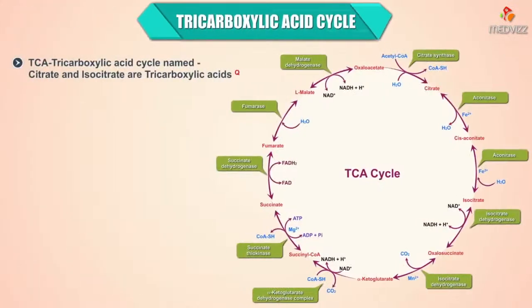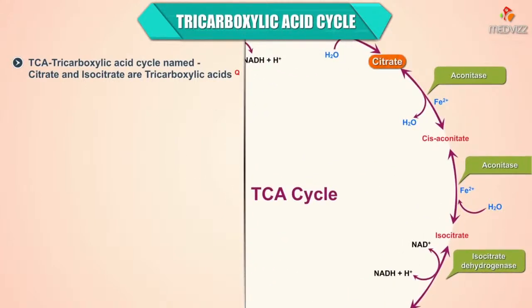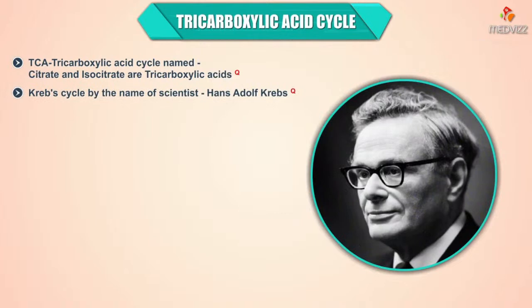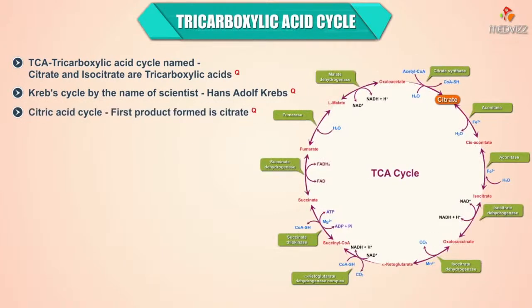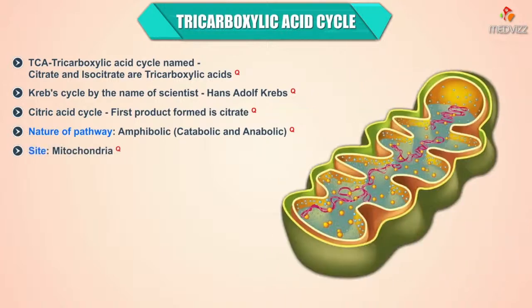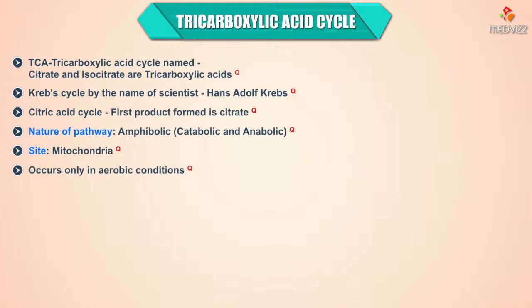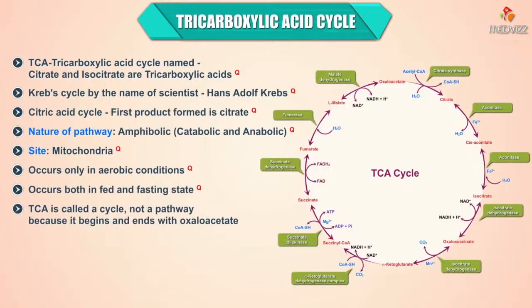TCA cycle. TCA is the tricarboxylic acid cycle, named so because citrate and isocitrate are tricarboxylic acids. Krebs cycle, after the scientist Hans Krebs. Citric acid cycle, because the first product formed is citrate. The nature of the pathway is amphibolic, which is catabolic and anabolic. The site is the mitochondria. It occurs only in aerobic conditions and occurs both in fed and fasting states. TCA is called a cycle, not a pathway, because it begins and ends with oxaloacetate.